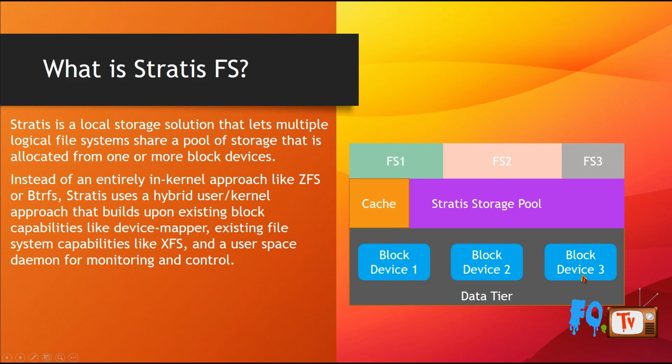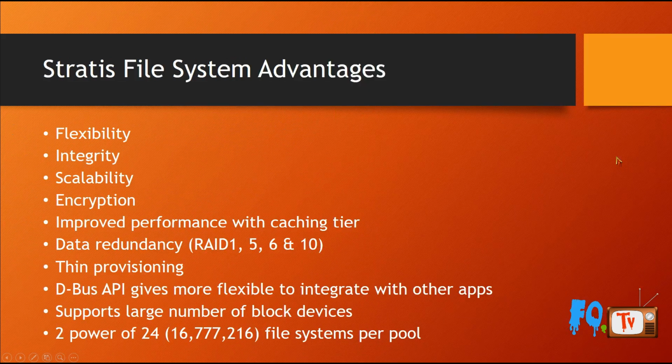These block devices combined are called a data tier. Adding all these block devices together is called a Stratis storage pool. In this Stratis storage pool you can create the cache pool and Stratis storage pool. On top of it you can create the file systems. This file system is just like folders, just like a folder creation, so I can say simply.